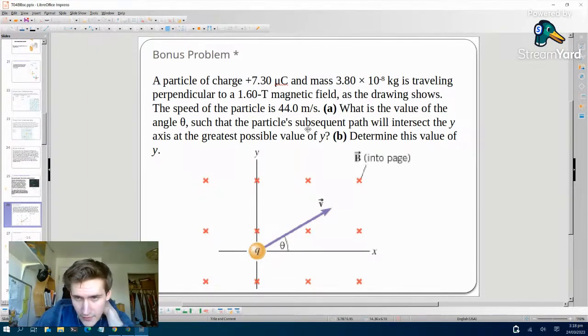The particle's subsequent path will intersect the y-axis at the greatest possible value. It's going into the page. Velocity is pointing that way. So the force is upwards like that. So the y-axis at the greatest possible value.